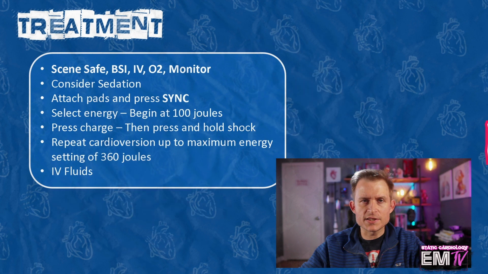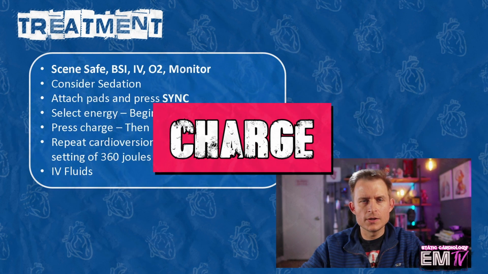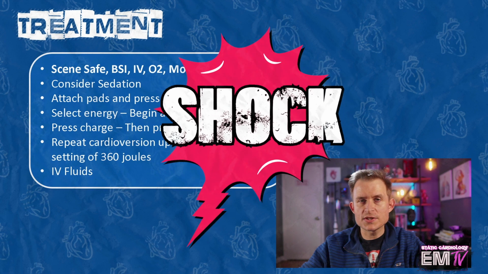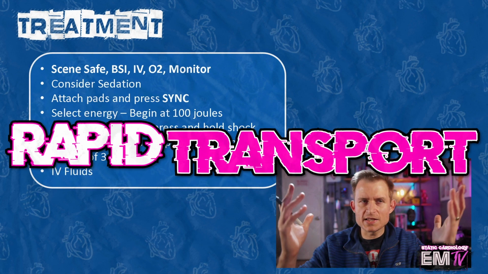I'll then select an energy starting at 100 joules. I'll then press charge, and then when ready, I'll press and hold the shock button to deliver the energy. I'll repeat synchronized cardioversion in this fashion up to a maximum energy setting of 360 joules or until I get conversion. Because this patient is also hypotensive, I could consider administering IV fluids and even performing airway management. And finally, rapid transport. And that's it.